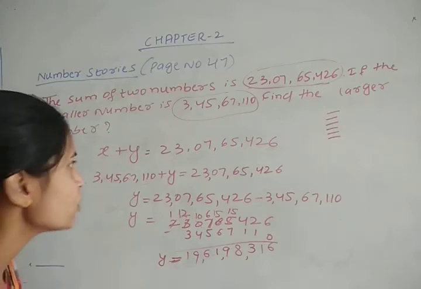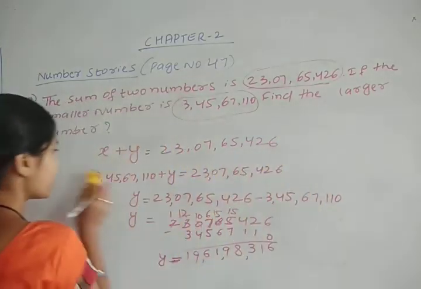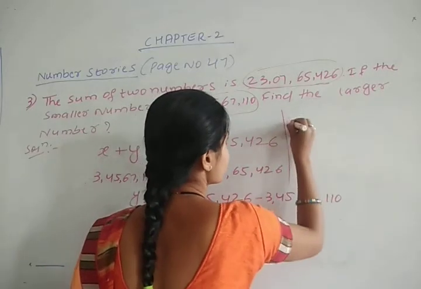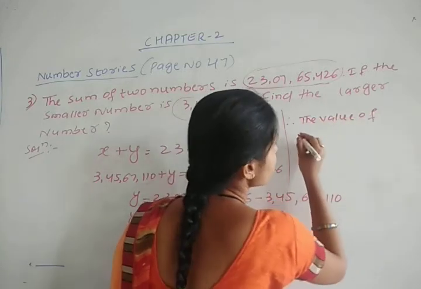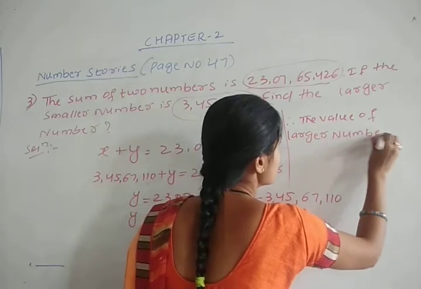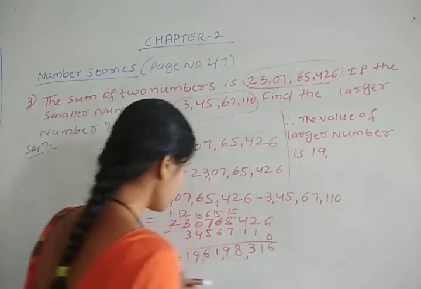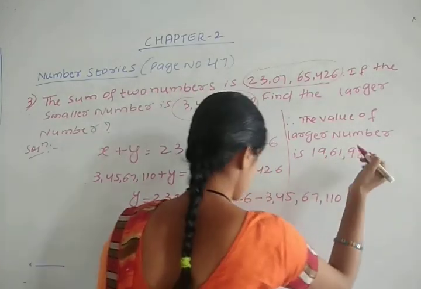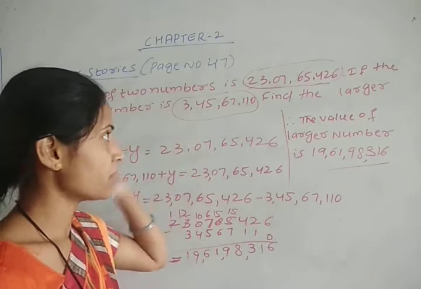So in the conclusion, I will write: therefore the value of the larger number is, how much did we get here? We got 19 crore 61 lakh 98,316. So this is the value of the larger number.